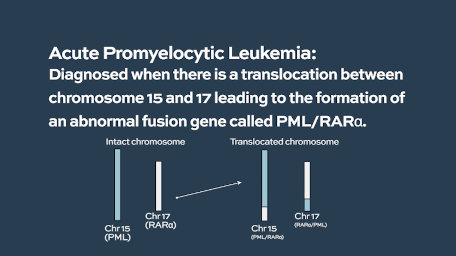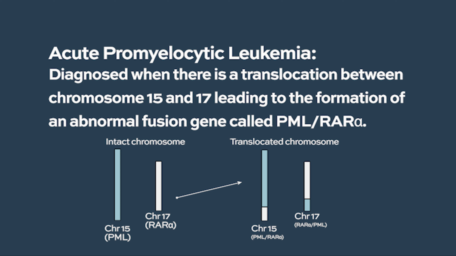There are some low-risk AML categories. Those low-risk AML categories are fairly sparse. So one is if you have a translocation between chromosome 15 and 17 in a gene called PML and RAR. This is really a different flavor of leukemia altogether called acute promyelocytic leukemia.